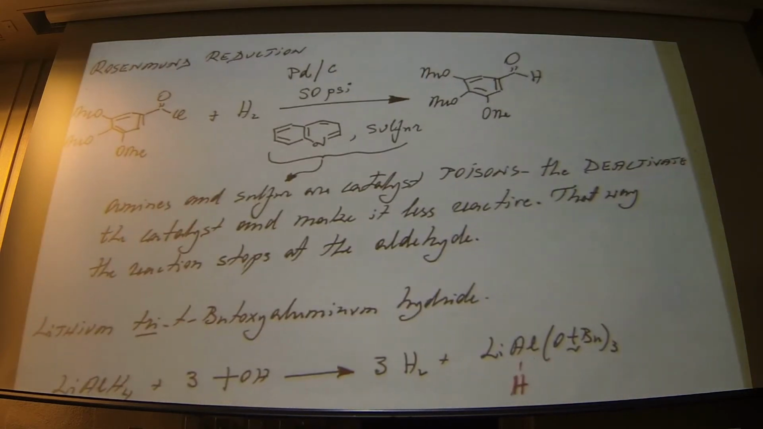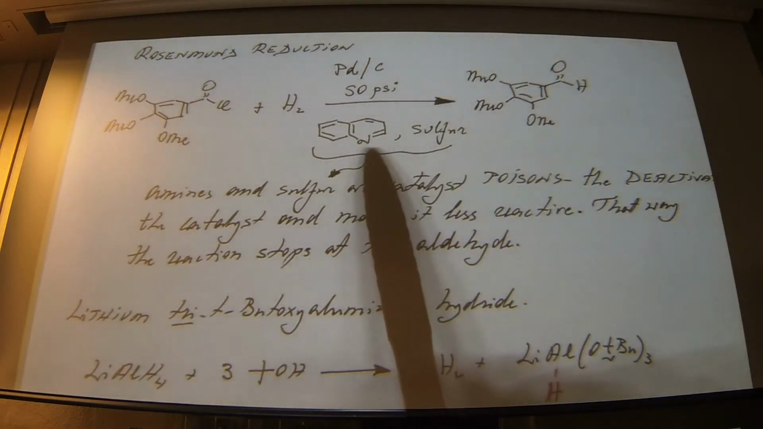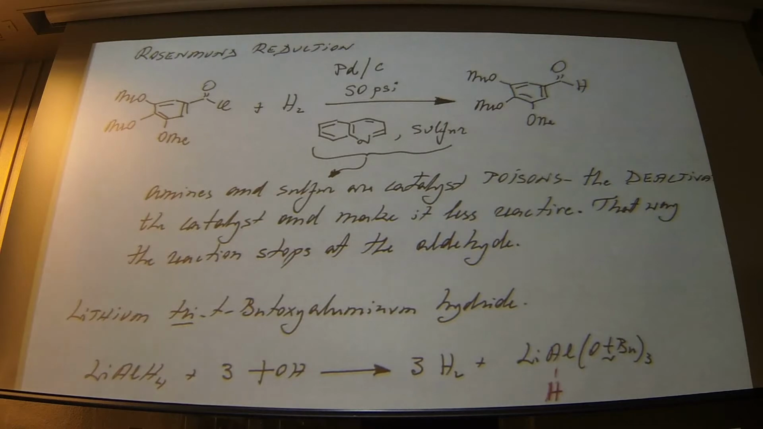You don't have to remember these conditions, but what you need to do here to make sure that the aldehyde doesn't go on and get reduced is attenuate the reactivity of the catalyst. So you can make the catalyst less reactive by adding things like sulfur or tertiary amines that are catalyst poisons. These deactivate them. Now, we've seen this trick before.